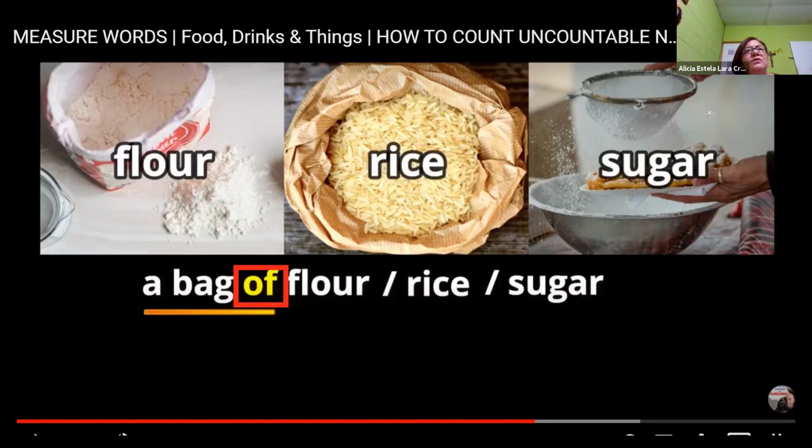Okay. So repeat: a bag of flour. A bag of flour. Okay. A bag of flour.